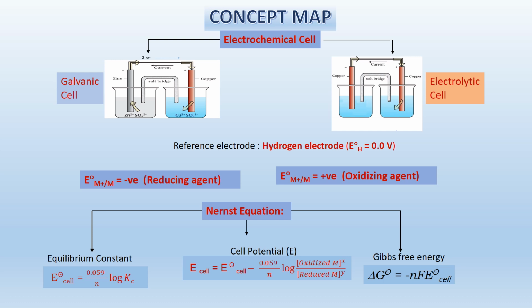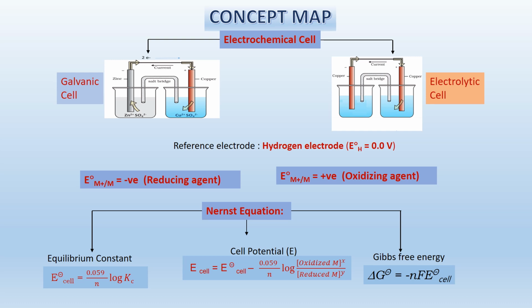Coming to oxidizing agent and reducing agent. If the standard electrode potential is negative, then it has a reducing property, and it is said to be a reducing agent. And if the standard electrode potential is positive or a higher value, then it has oxidizing power, and it is said to be an oxidizing agent. The strongest oxidizing agent is fluorine, whereas the strongest reducing agent is lithium, right?